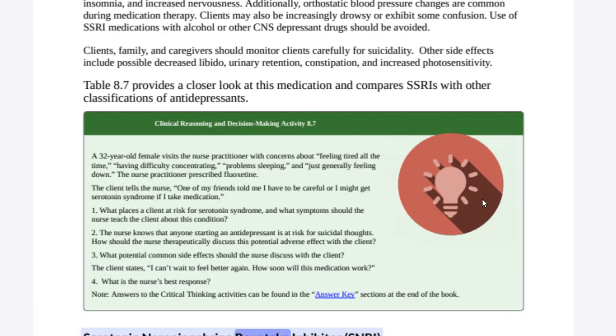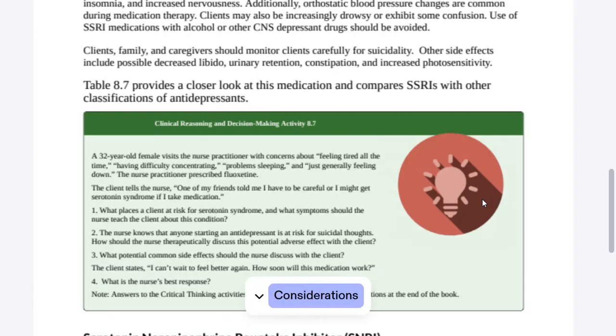Serotonin norepinephrine reuptake inhibitor. Venlafaxine is an example of a serotonin norepinephrine reuptake inhibitor. Mechanism of action: venlafaxine inhibits the reuptake of serotonin and norepinephrine with weak inhibition of dopamine reuptake. Indications for use: SNRIs are indicated for the treatment of a major depressive disorder. Nursing considerations across the lifespan. SNRIs are contraindicated with MAOIs or within 14 days of use of an MAOI. Dosage adjustment is required for use in clients with renal and/or liver disease. Elderly clients are at greater risk for developing hyponatremia. Use with caution with other serotonin medications.